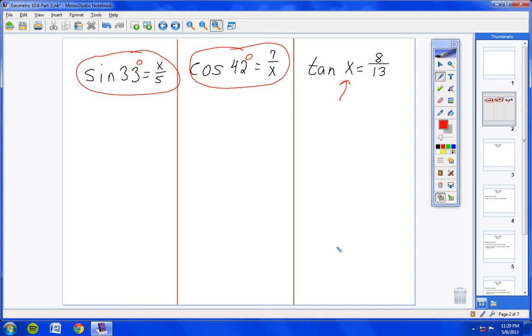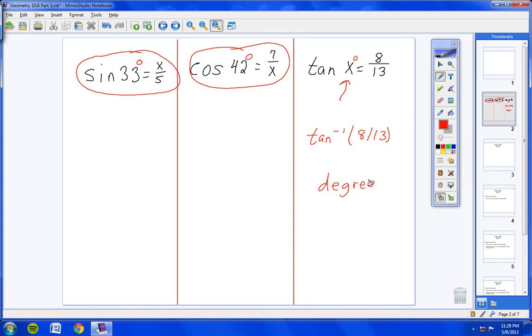What I was trying to say is this. You're solving for x. And x is an angle. It's x degrees. So in this case, you would have to use your tangent to the -1 button. And then parentheses 8 divided by 13, okay? And always make sure you're in the degree mode, all right? So hopefully that'll be a help to you, okay?